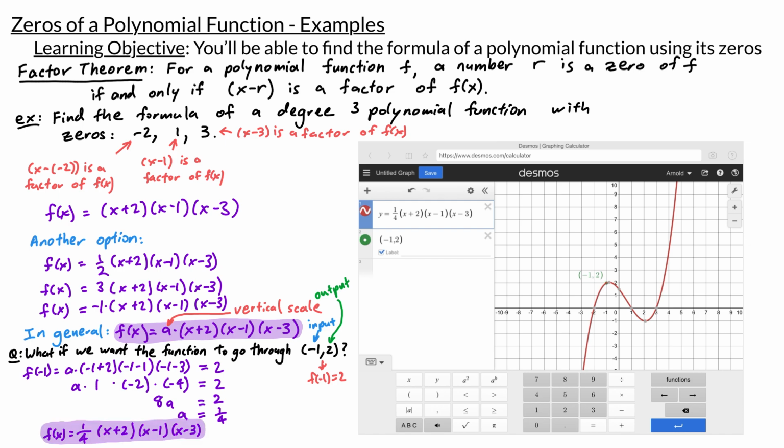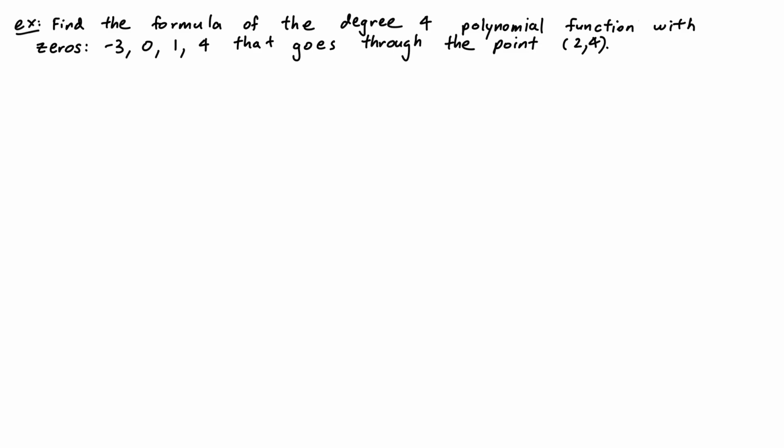Let's try working through another example. In this example, we want to find the formula of the degree 4 polynomial function with zeros -3, 0, 1, and 4 that goes through the point 2, 4. We know from the factor theorem that if -3 is a zero of our polynomial function, our polynomial has a factor of x minus -3. If 0 is a zero of our function, then the polynomial has a factor of x minus 0. If 1 is a zero of our function, then the polynomial has a factor of x minus 1. And lastly, if 4 is a zero of our function, then the polynomial has a factor of x minus 4.